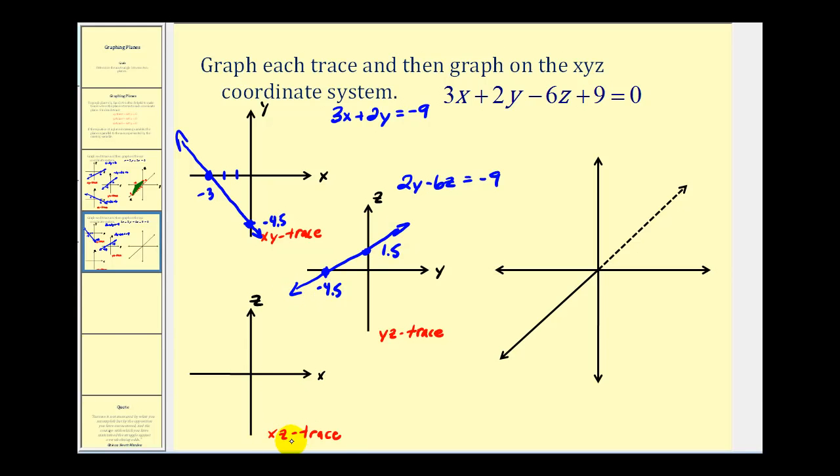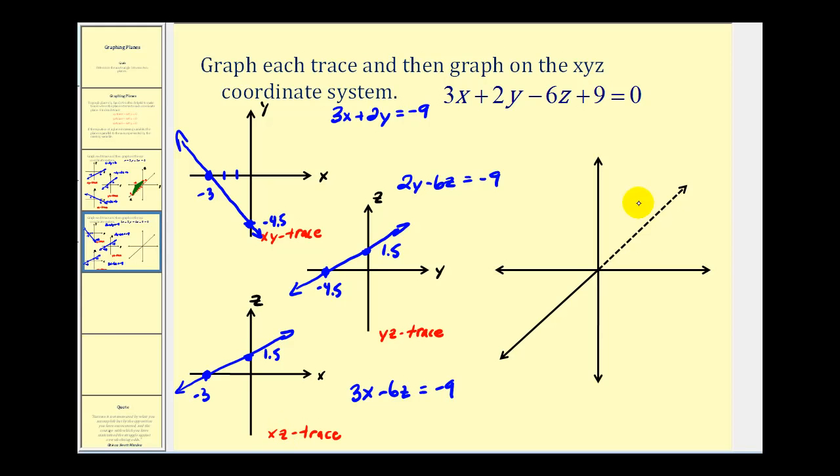And then lastly, to find the XZ trace, we set y equal to 0. So we'll have the line 3x minus 6z equals negative 9. Again, setting z equal to 0, the x-intercept would be negative 3, which matches what we found up here. And then setting x equal to 0, z would be positive 1.5. So we've shown where the plane intersects the xy plane, the yz plane, as well as the xz plane.